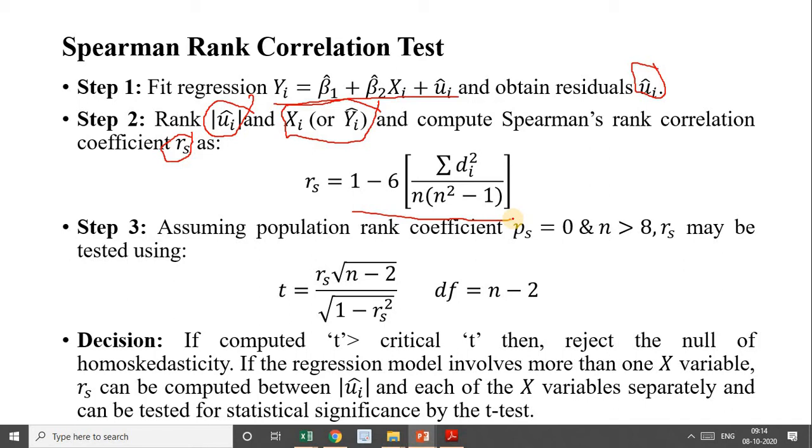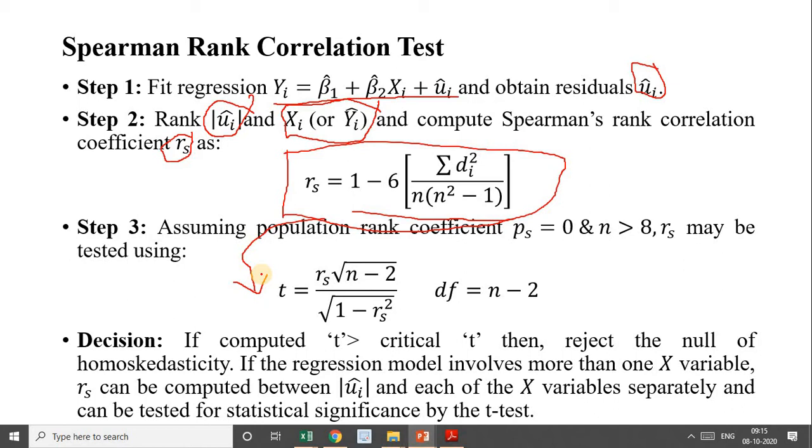Okay, and this, the Spearman rank correlation equation, follows the t-test. Its t value can be found by using rs, that means the Spearman correlation, into square root of n minus 2, divided by square root of 1 minus rs square, where df is equal to n minus 2. Here, first we have found the Spearman rank correlation. Then from the Spearman rank correlation we have derived the t value.